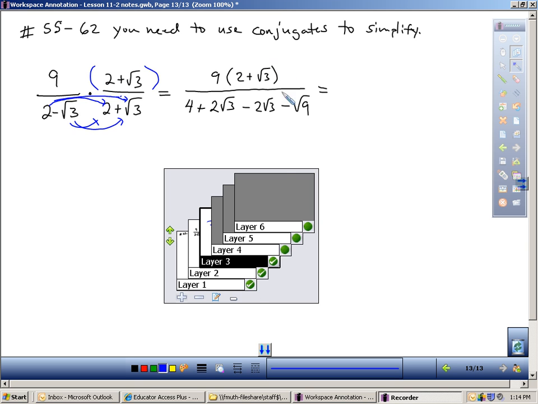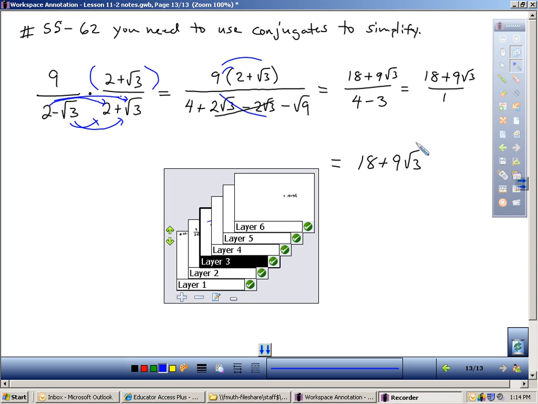Now, here's why we do this, because there's a couple things you're going to notice. These cancel out, 2 radical 3 minus 2 radical 3. So that's why we use a conjugate. You notice the radicals are no longer in the denominator now. And I have 4 minus, radical 9 is 3, I have 4 minus 3 in the denominator. And in the numerator, I'll quickly distribute. I have 18 plus 9 radical 3. Well, I end up with 18 plus 9 radical 3 over 1. And that ends up being 18 plus 9 radical 3.